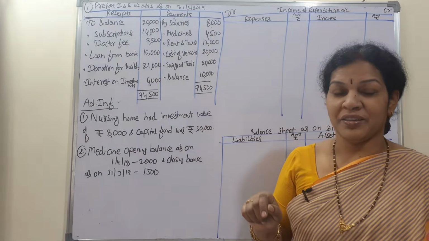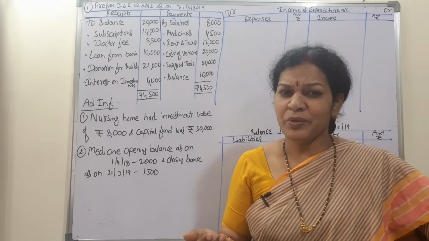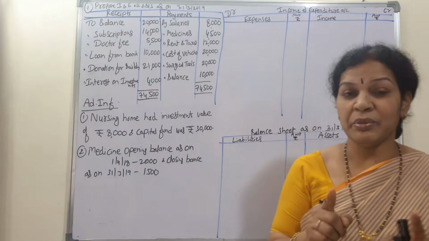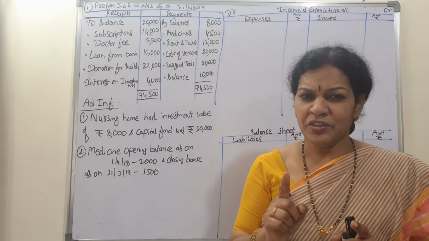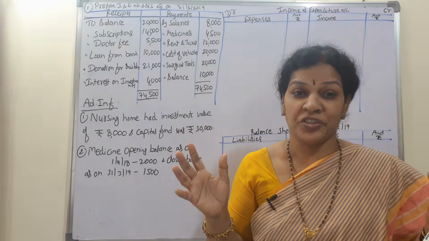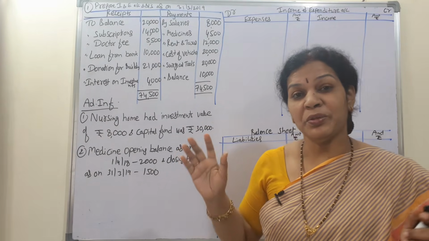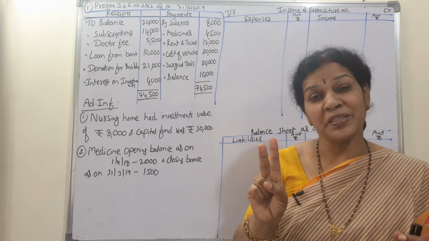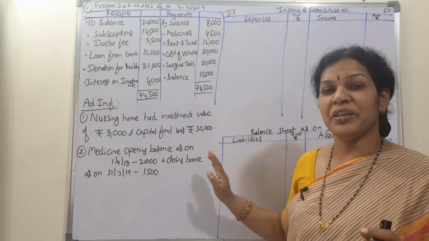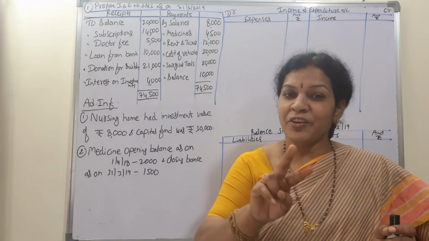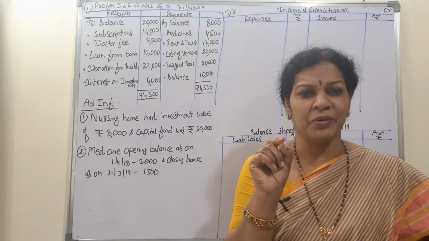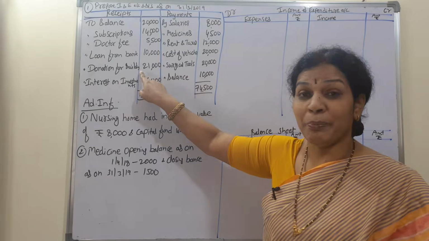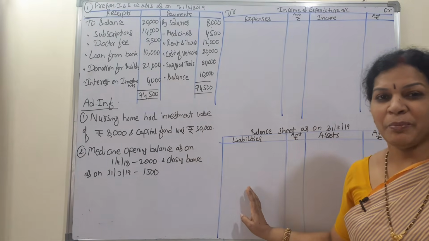Loan from bank: we have taken a loan, and when we take a loan it's a liability, so balance sheet liability side. Donation for building: remember the donation transaction. If the donation amount is huge, a large amount, it has to be taken into the balance sheet liability. Another case is donation for any specific purpose, then also it is taken into the balance sheet liability. If it is neither of these two cases and the donation is a small amount, we would take it into the income and expenditure account credit side. Here, donation for building is a specific purpose, so balance sheet liability.